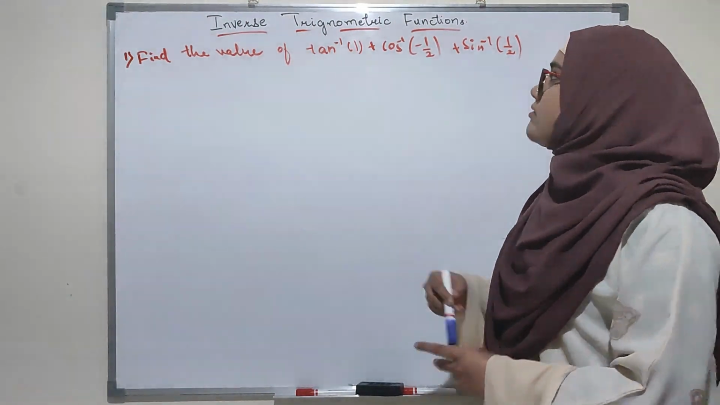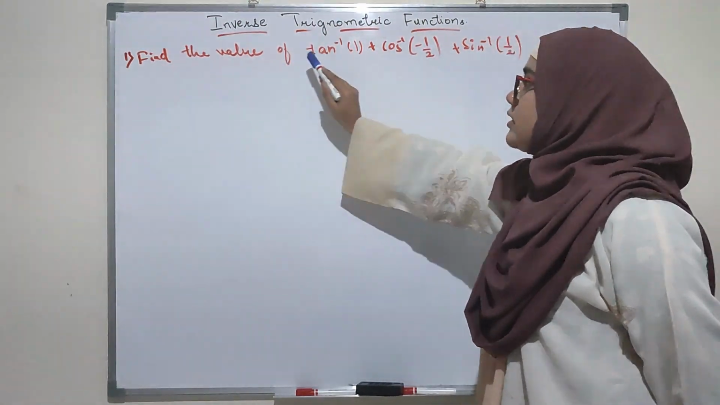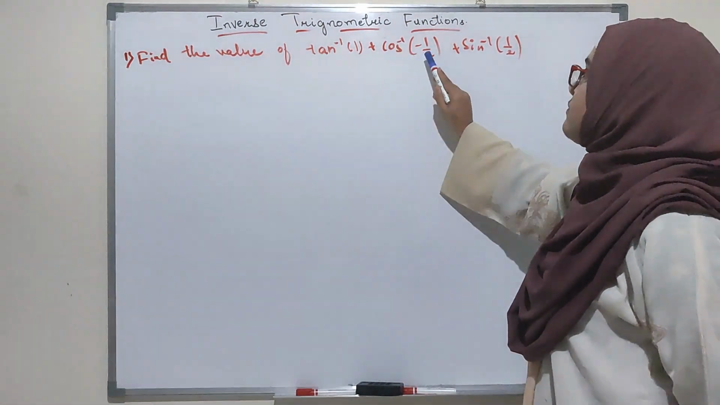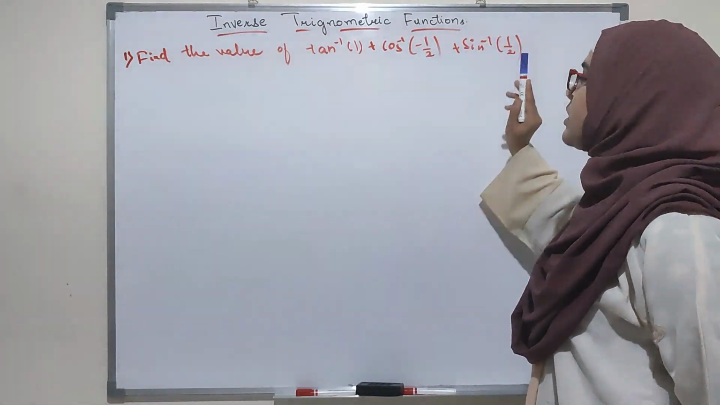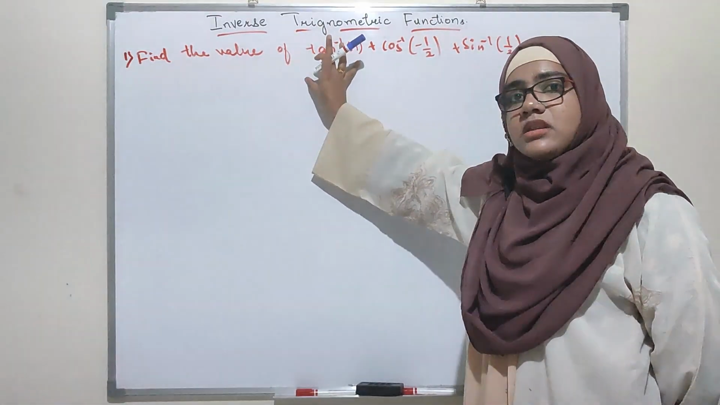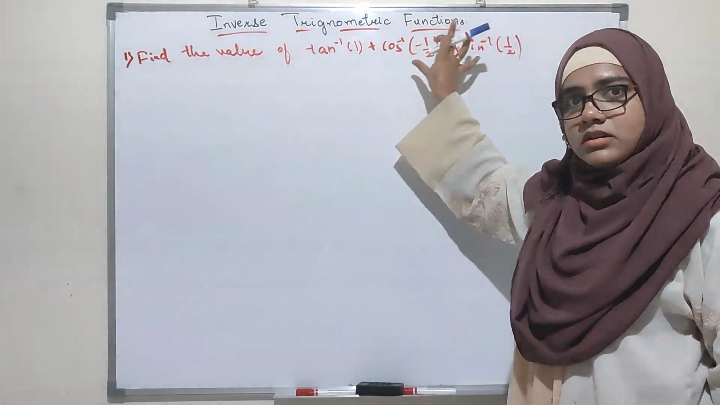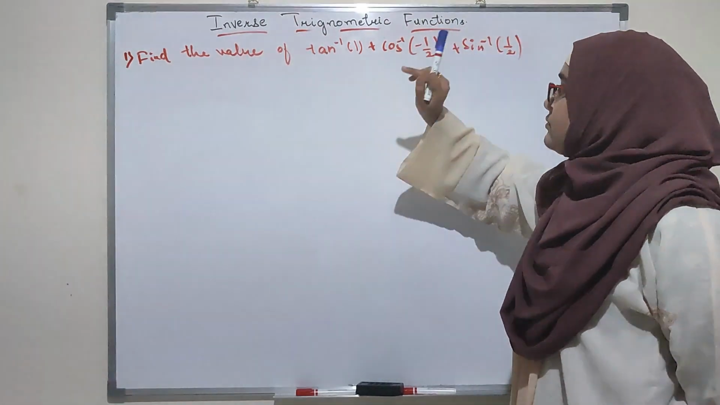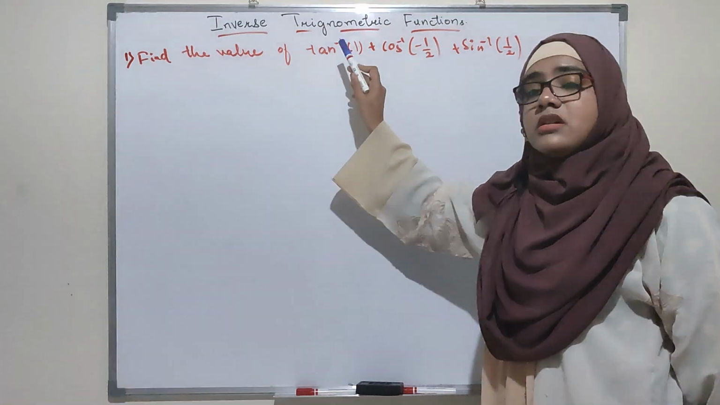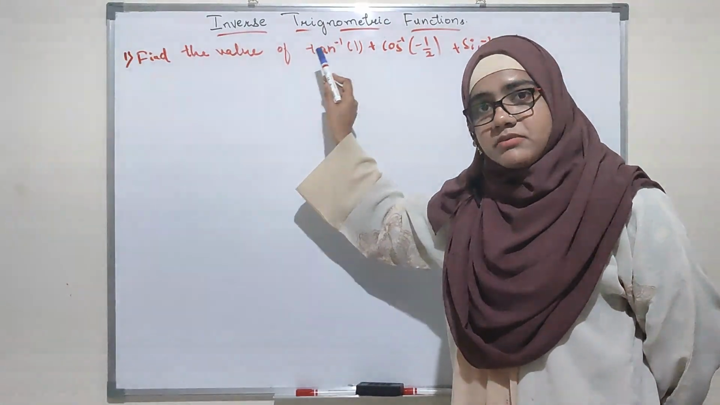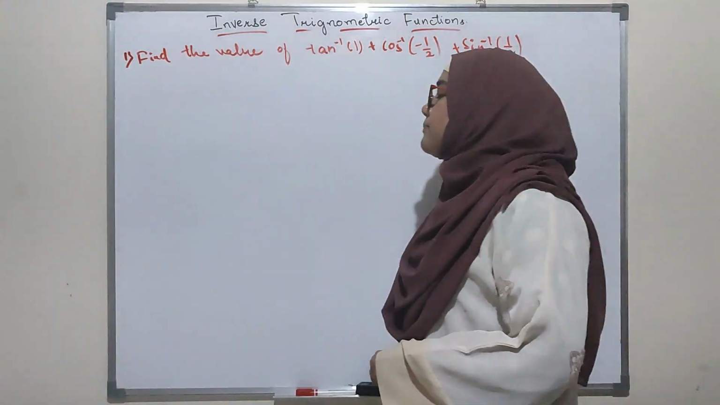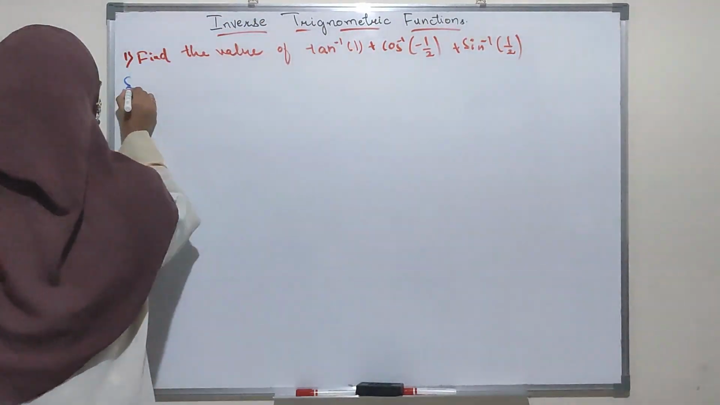But here what is given to you? Here we are given: find the value of tan inverse of 1 plus cos inverse of minus 1 by 2 plus sin inverse of 1 by 2. Separately we have found the value for these in the earlier class. But here we have to find every term. We have to find the principal value for each term, then we have to add. Then we can get our answer. Okay. Now write down the solution.